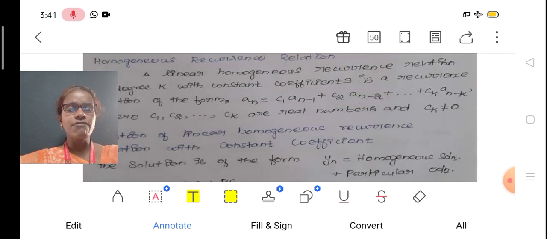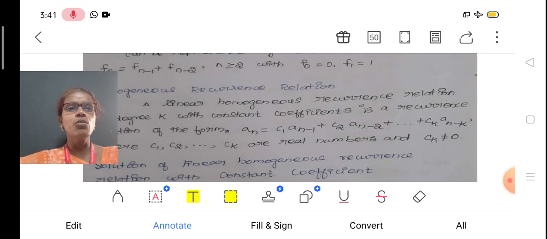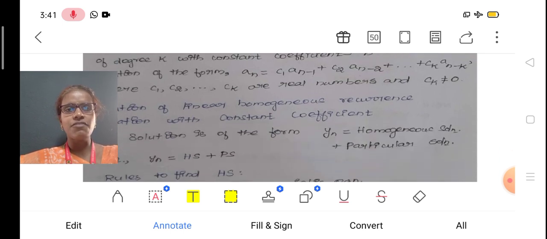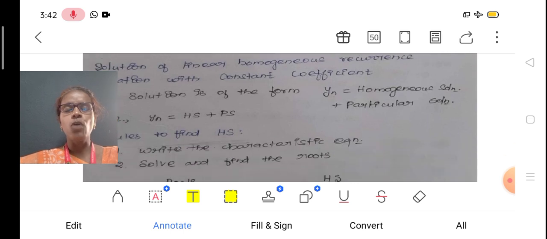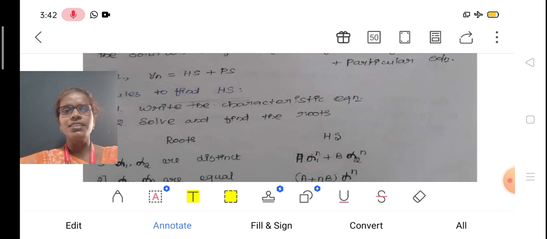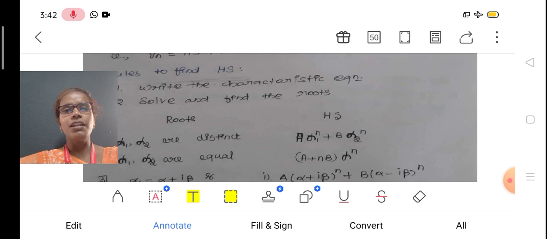Now we are going to have homogeneous and non-homogeneous. First we will see what is meant by a homogeneous recurrence relation. Homogeneous is nothing but when the right side is 0. For homogeneous we have the solution of the form y_n equal to HS plus PS. Then how to find the value of HS? First we need to write the characteristic equation, solve it and find the roots. Based on the roots you find the solution.